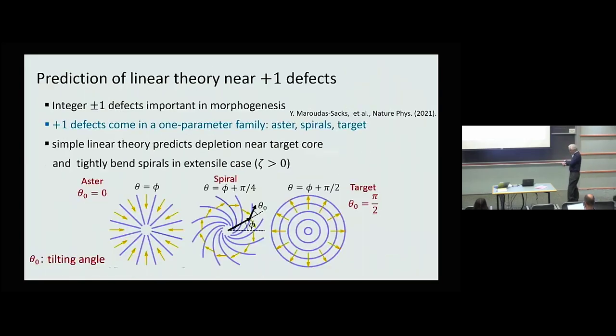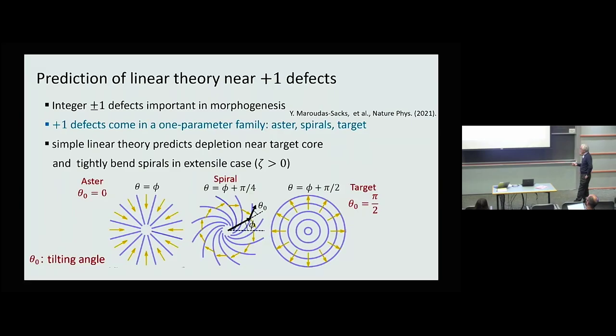In today's talk, we study the behavior around a +1 integer defect. Why is the +1 integer defect interesting? Because it is important in morphogenesis, like Hydra mouth and foot formation. It was discussed in this paper. A +1 defect in active nematics does not appear spontaneously because it costs more elastic energy, so it splits into two +1/2 topological defects.